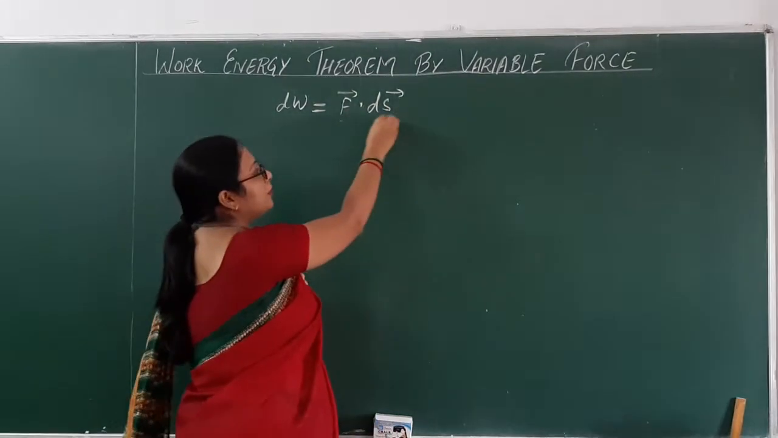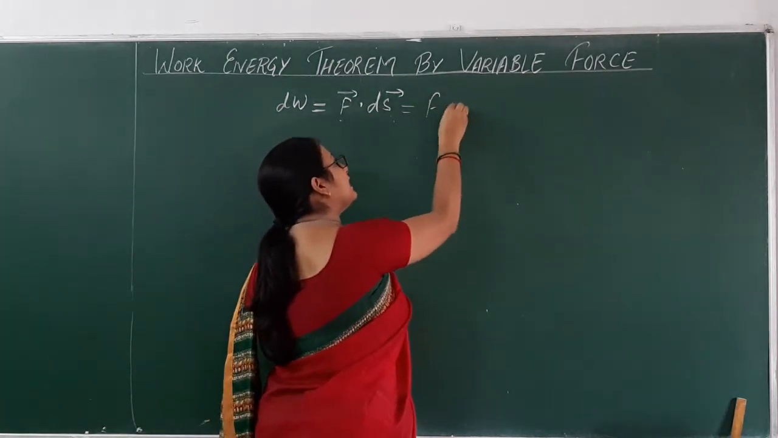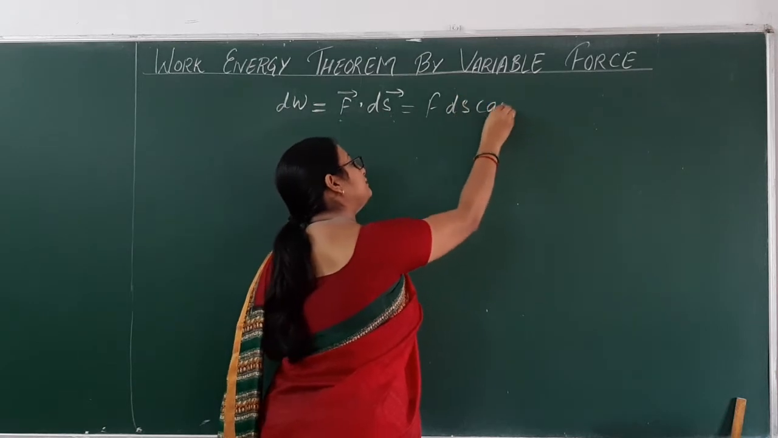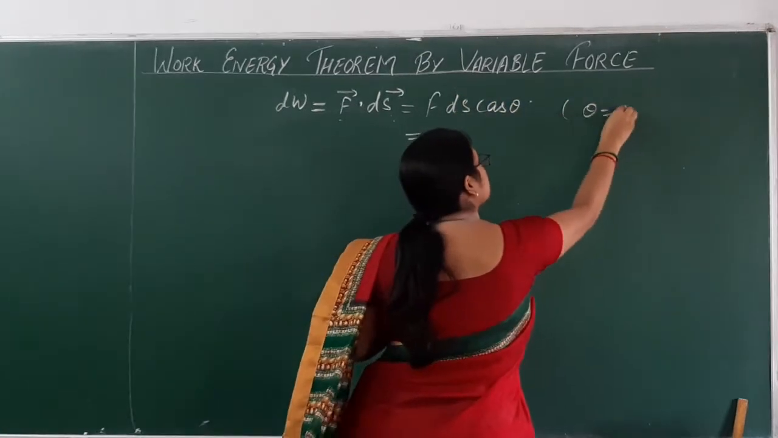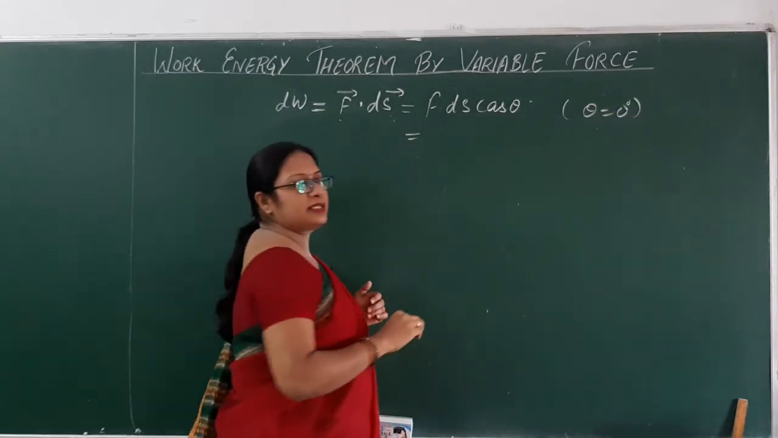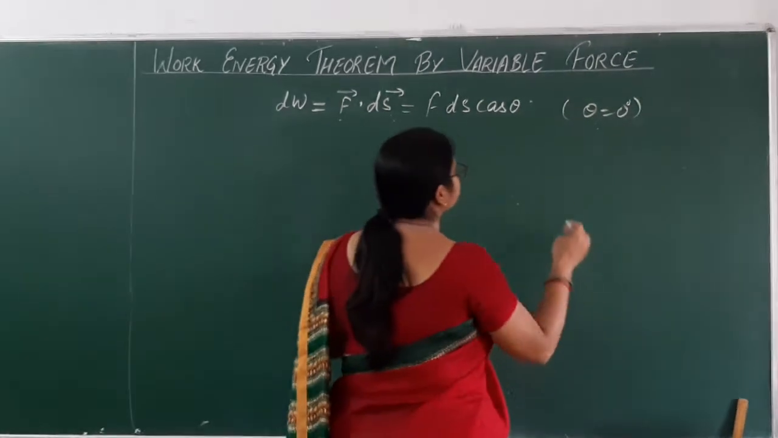Now the condition is that in this case the displacement and the force are both in the same direction. So this is the form of scalar product. Now we'll write it as F ds cos theta, and in this case theta is equal to 0 degrees because force and displacement are both in the same direction.